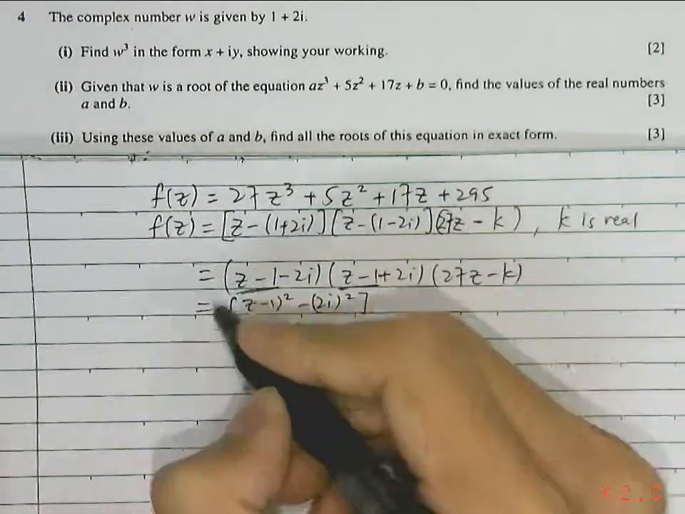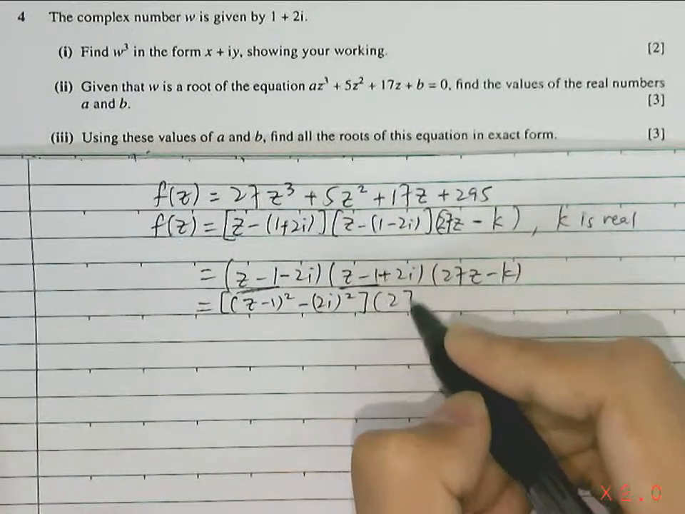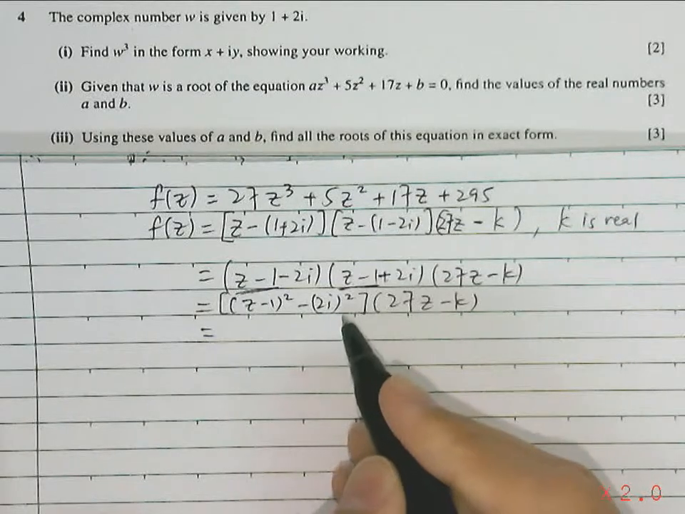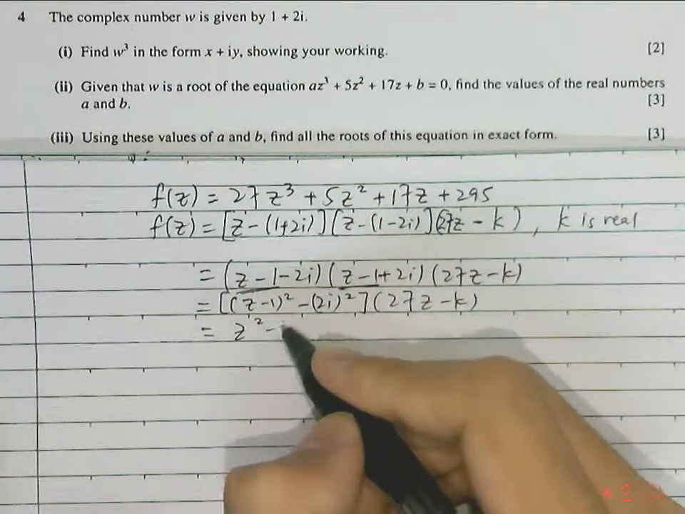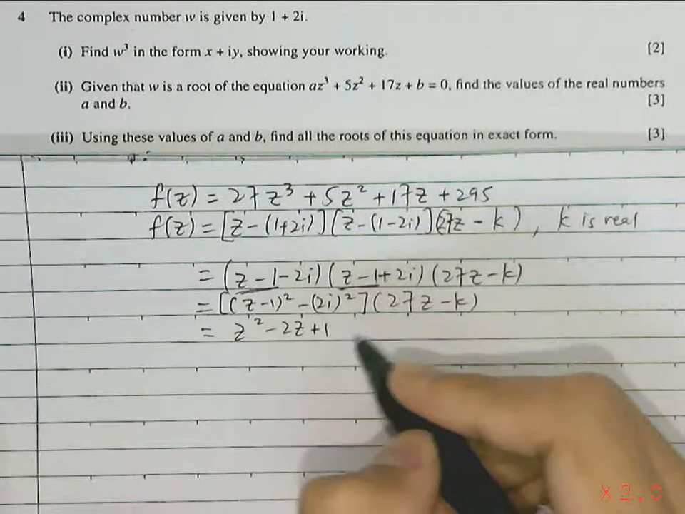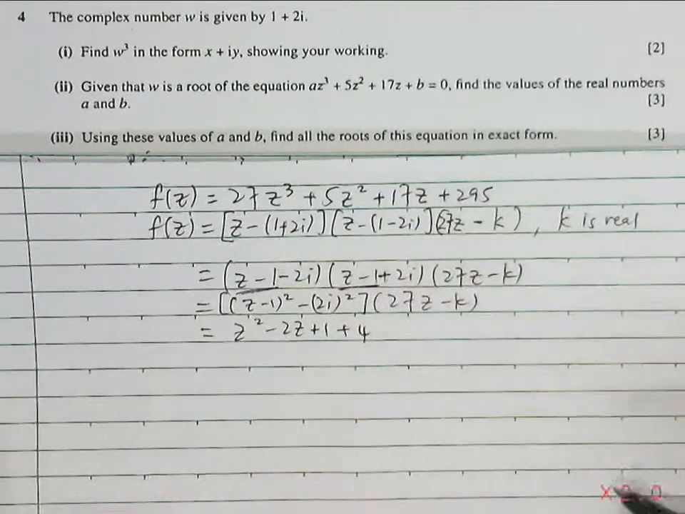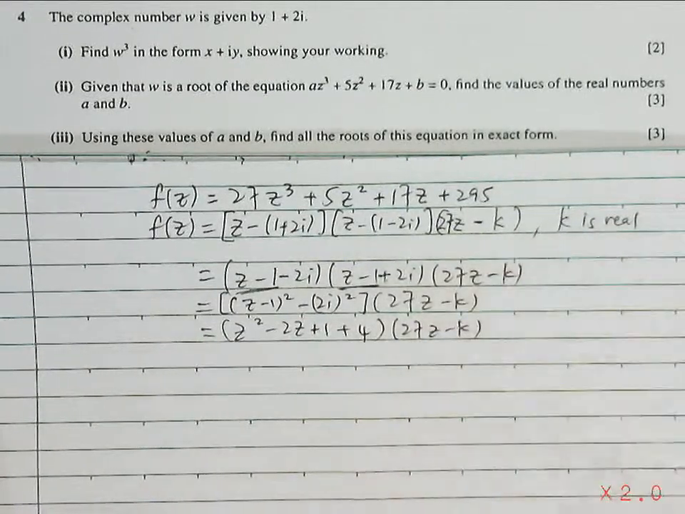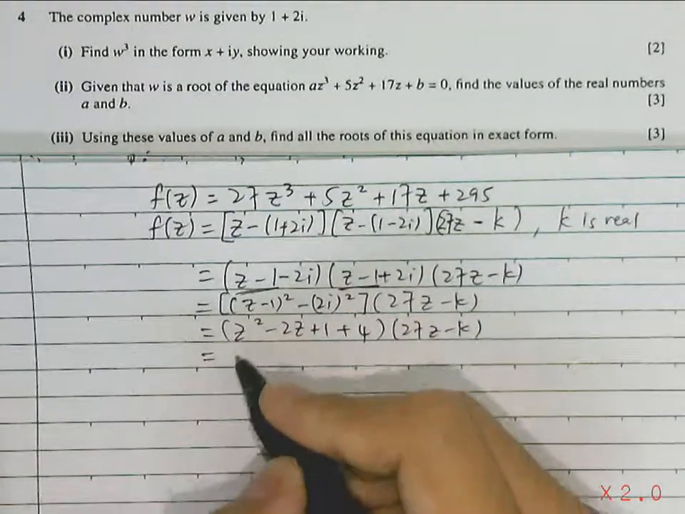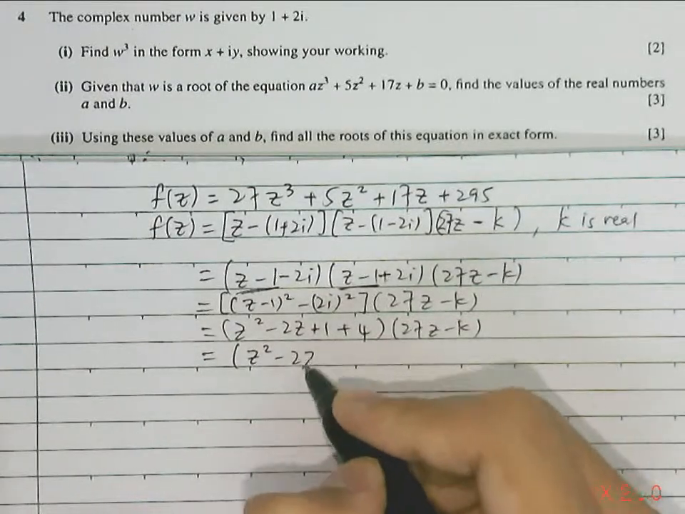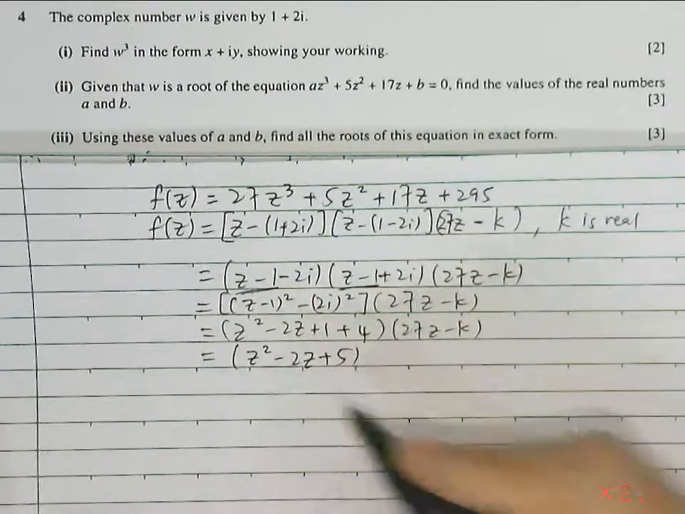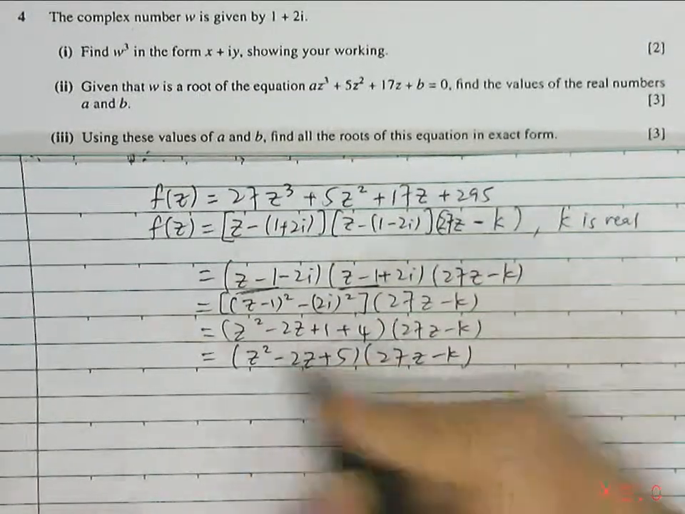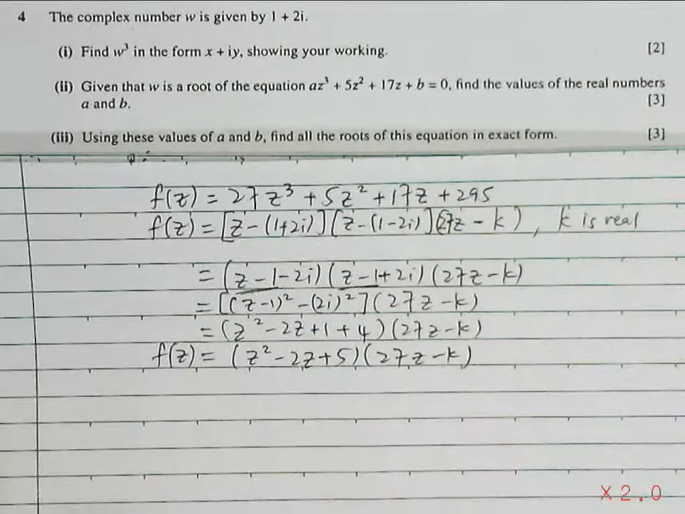And here we will still have our 27z minus k. So by expanding this, we will have z squared minus 2z plus 1 plus the 4 from the (2i) squared. Then I'll copy the rest. Now we simplify this quadratic factor, and we will have z squared minus 2z plus 5 times 27z minus k, and this whole thing still equals our f(z).